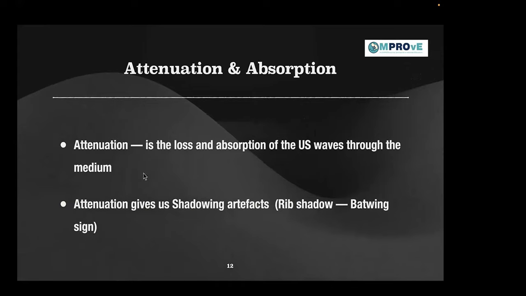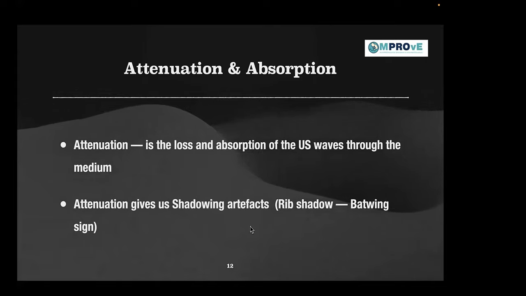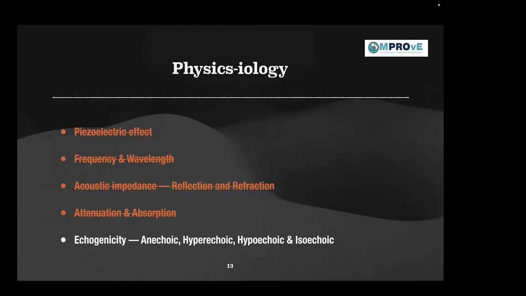This particular phenomenon of attenuation and absorption gives us shadowing artifacts, which is also called a batwing sign, as some of the participants have already demonstrated in the scan today. So attenuation gives us this shadowing artifact because when you hit something and it's reflected back, anything beyond that structure has a fallout in the image because the scanner doesn't perceive anything beyond that. So it will give you a blackout area and particularly the bat wing sign. So we'll demonstrate that as well.